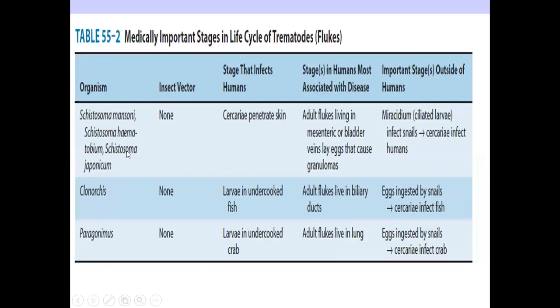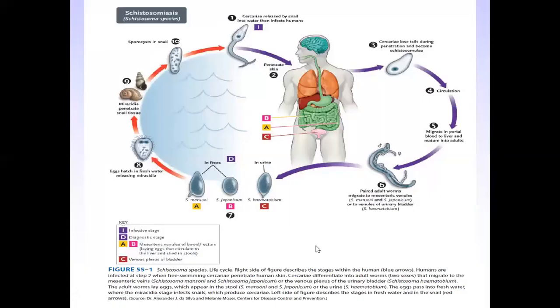In case of these schistosomes, you do not have any insect vector. It is the cercaria in the life cycle of these parasites which are going to penetrate the skin. And then once they go into the human host, they are going to develop into the adult worms, and they are going to live in the mesenteric or the bladder veins, where they are going to lay the eggs, and over there they are going to form the granulomas. The larval forms are going to develop in the infected snails. This is the life cycle of the parasite.